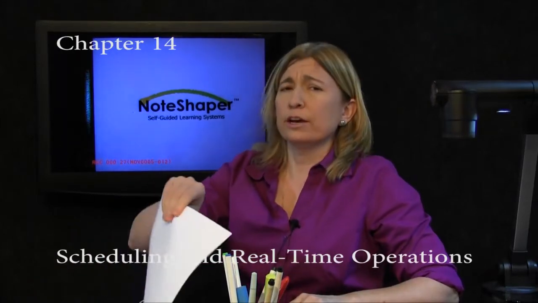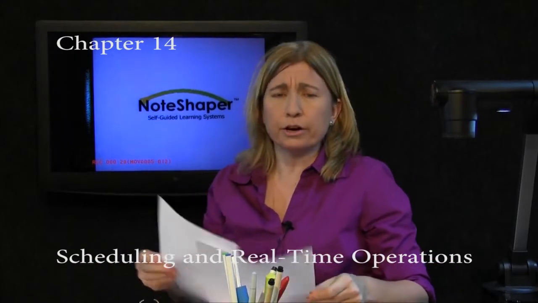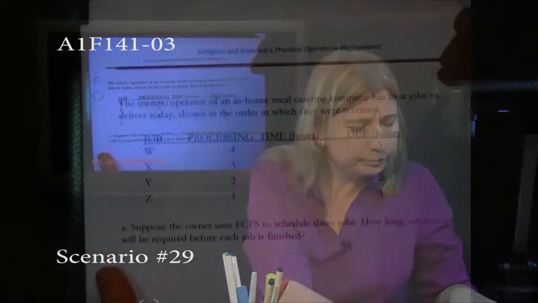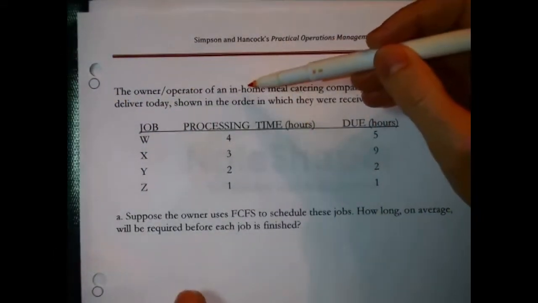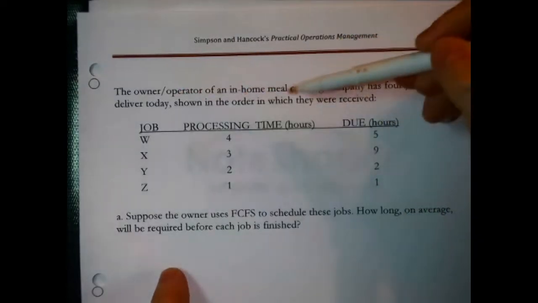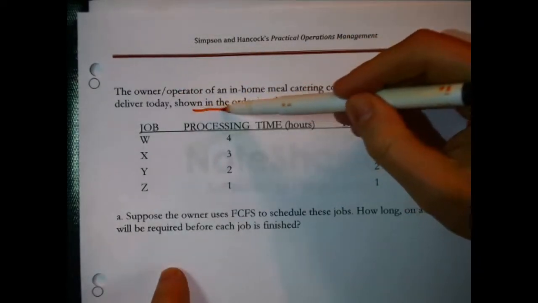The home meal catering company in this particular scenario is a classic single work center scheduling problem. Let's take a look. The owner-operator of an in-home meal catering company has 4 jobs to deliver today, shown in the order that they were received.